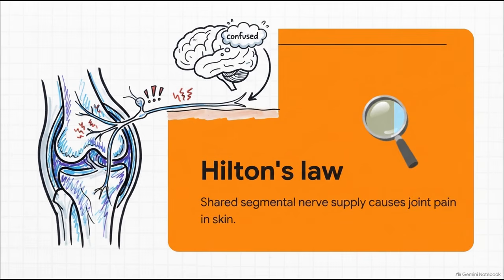You see, the exact same nerve that provides sensory info to the deep joint architecture is the one supplying the skin directly above it. So when the joint is screaming in pain, that signal travels up the shared pathway, and your brain simply misinterprets the SOS as coming from the skin itself. It's an incredible biological quirk.